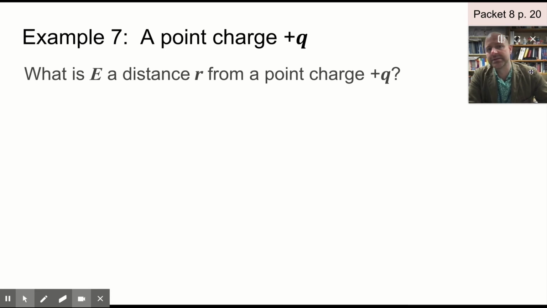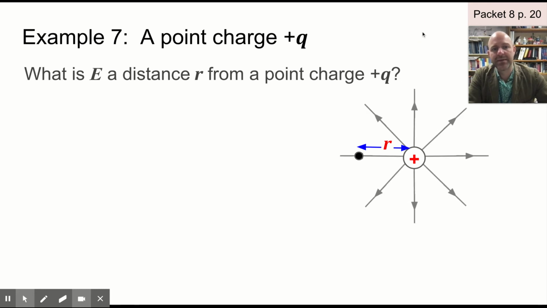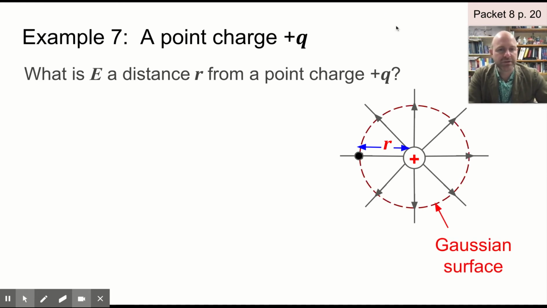Example 7, as it's listed, a point charge. What is the electric field a certain distance r from a point charge? Well, if we draw the point charge and we draw the r distance, the next step is to draw the electric field. I have called this positive, as it says, positive Q. If you didn't know whether the charge was positive or negative, you could always just draw it as positive, but make yourself a note saying, I'm not sure. There's our Gaussian surface, which goes through the point we care about, a certain radius r away.